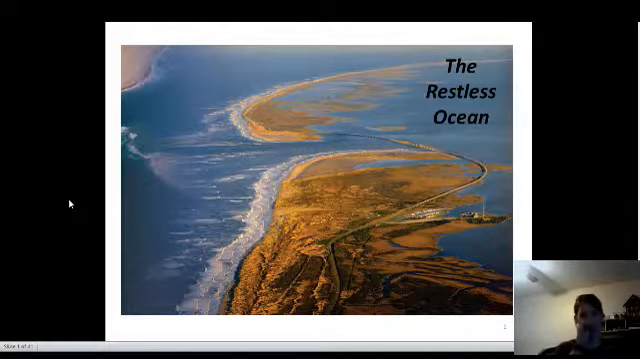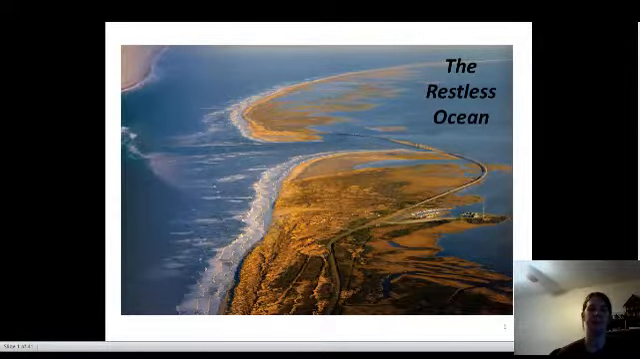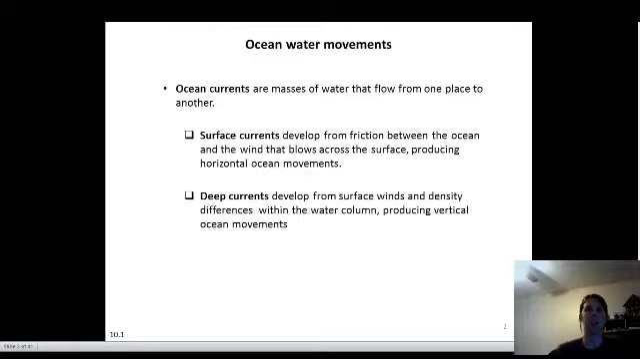So next we're going to go into chapter 10, the restless ocean. So here we're going to focus on ocean water movements. So ocean currents are basically masses of water that flow from one place to another.